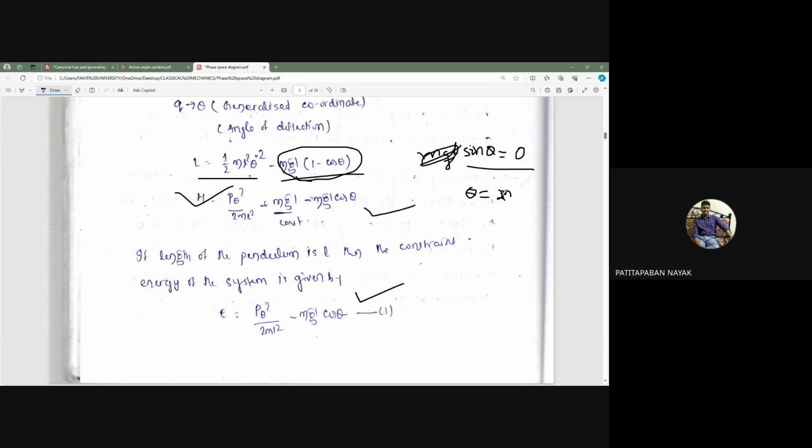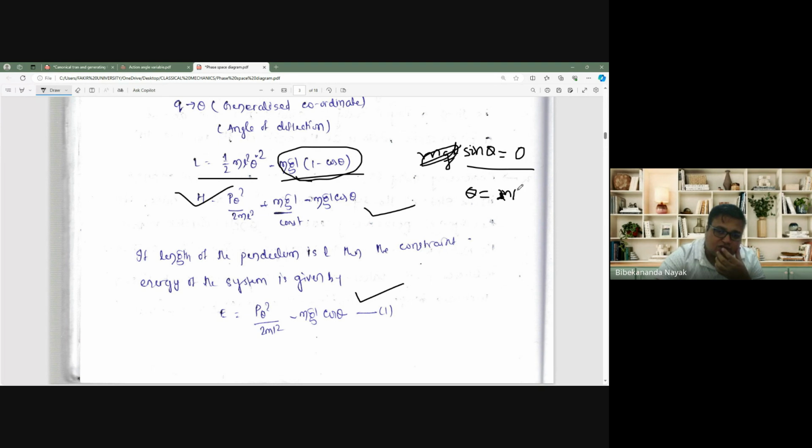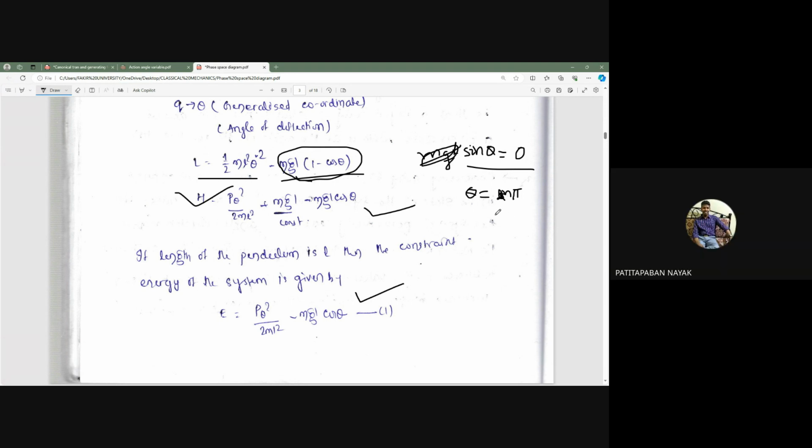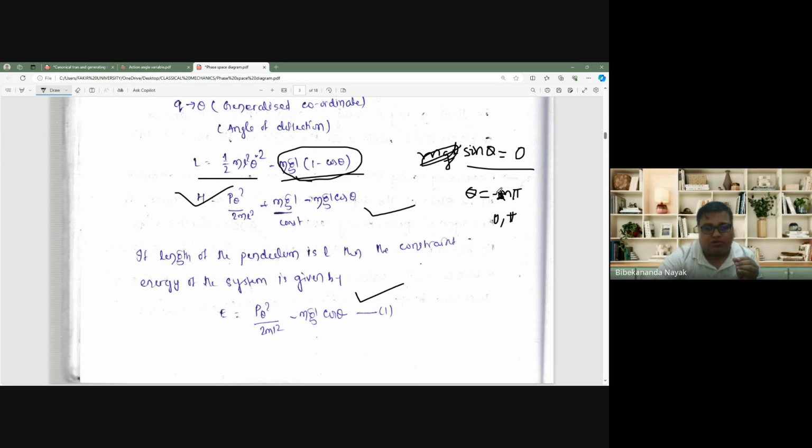If sin theta is equal to 0, theta is equal to n pi. Also 0, pi, minus pi, 2 pi, or plus minus n pi you can write, and 3 pi, all are 0. So next your aim is to check whether the equilibrium points 0, pi, minus pi are stable or unstable equilibrium points.